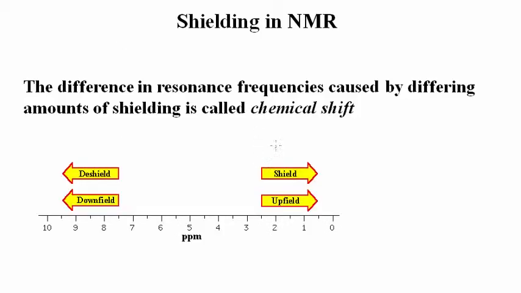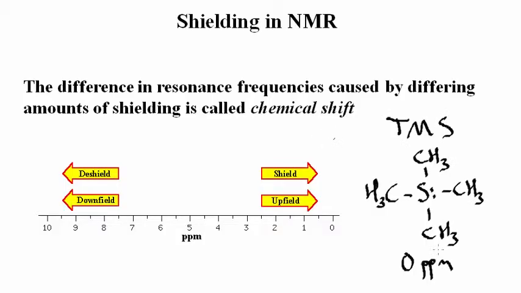Now, typically when reporting NMR data, you show it in a chart like this, in which the lower axis is the chemical shift in parts per million. And it's customary to measure the resonance frequencies of individual nuclei relative to the resonance frequency of nuclei in a reference compound. Now, the reference compound that's most commonly used is tetramethylsilane, or TMS.